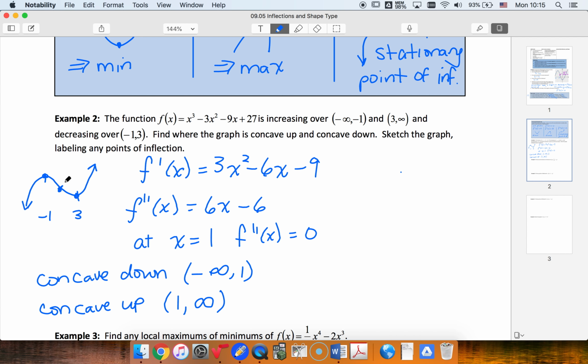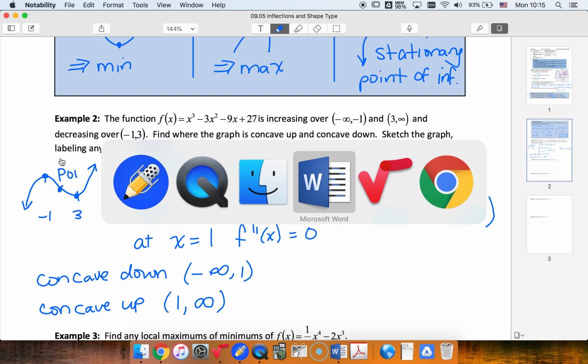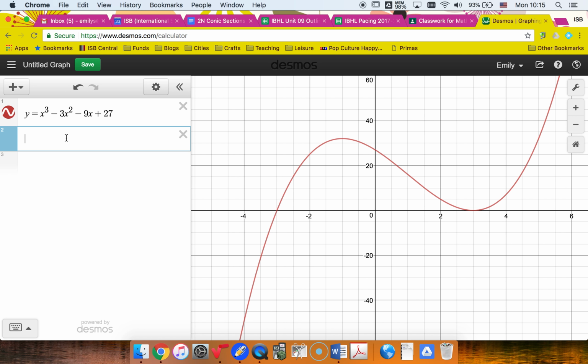So here is my point of inflection. I'm going to call it POI. So the point of inflection is going to have x coordinate of 1. When I plug 1 into the original, I'm going to have 28 minus 12, which is going to be 16. So this point of inflection is going to be at (1, 16). I've graphed this function already over here, so let's test that out. (1, 16), and there's my point of inflection. That appears to be true.